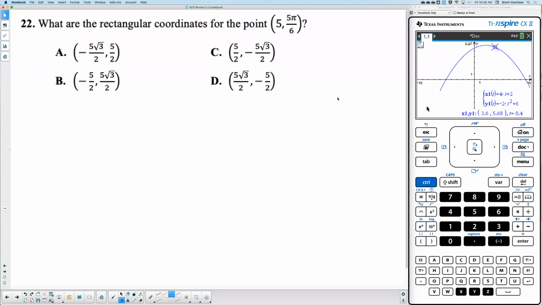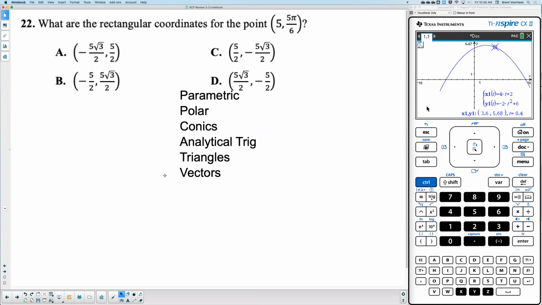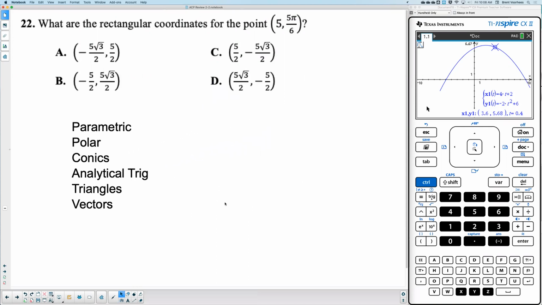22. What are the rectangular coordinates for the point 5 comma 5 pi over 6? All right, this one, I wonder if it tricks you or not. What type of problem do you think this is? It is a polar problem. Does it say the word polar? No, this right here is a polar coordinate because it's a magnitude in a direction. You could say a radius and a theta. That is polar. So how do we do polar problems?